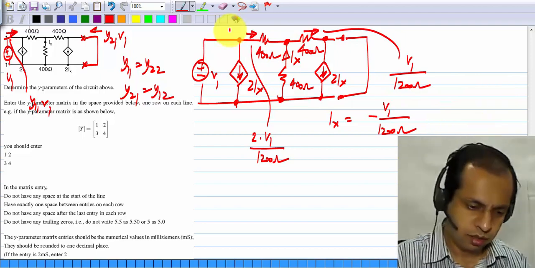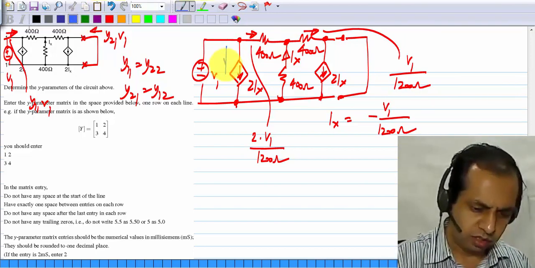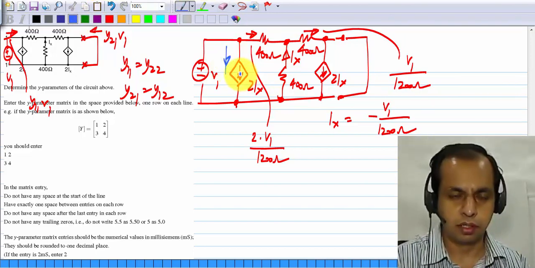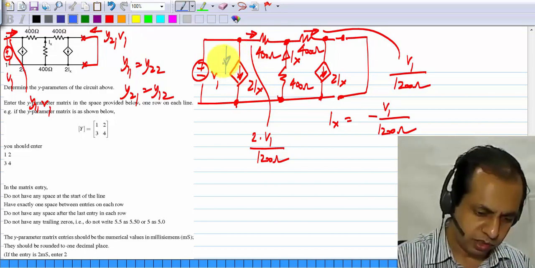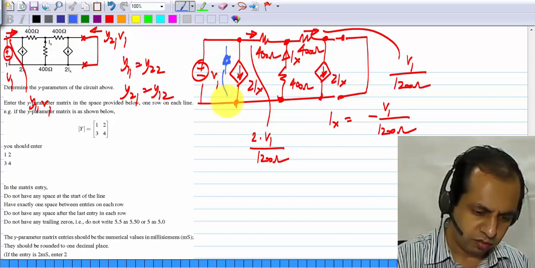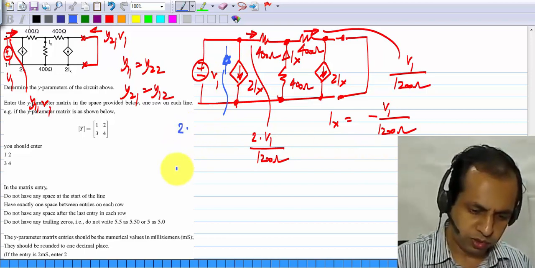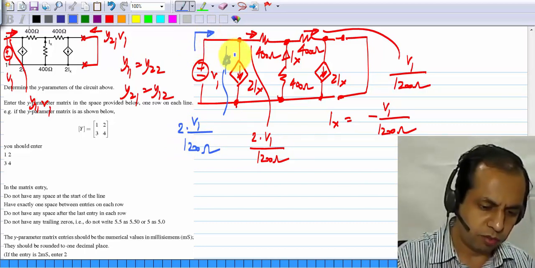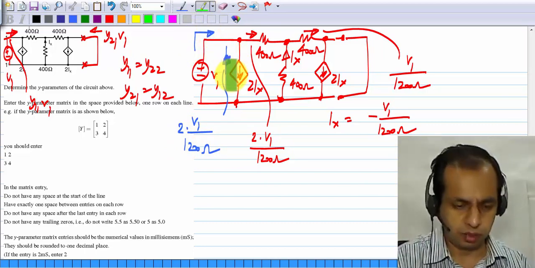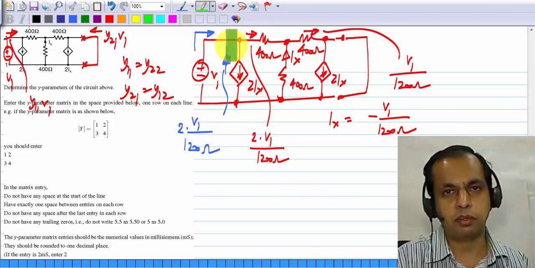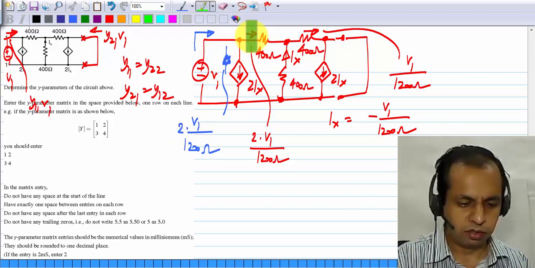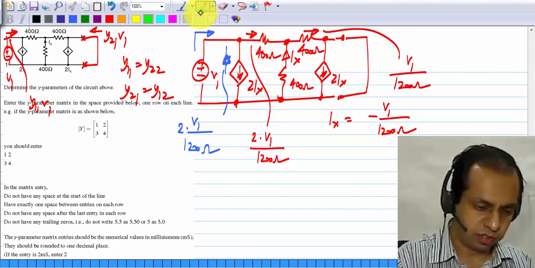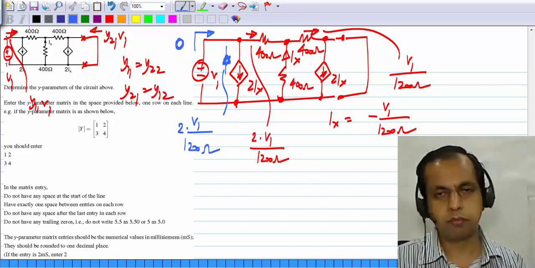Okay, and what do we have here? This is 2 times Ix, which really means a current that is flowing that way, which is equal to 2 times V1 by 1200 ohms. So you can see that the actual current drawn from the voltage source is 0, right? Because 2 times V1 by 1200 ohms is flowing this way, and 2 times V1 by 1200 ohms is flowing that way. So this will be 0.